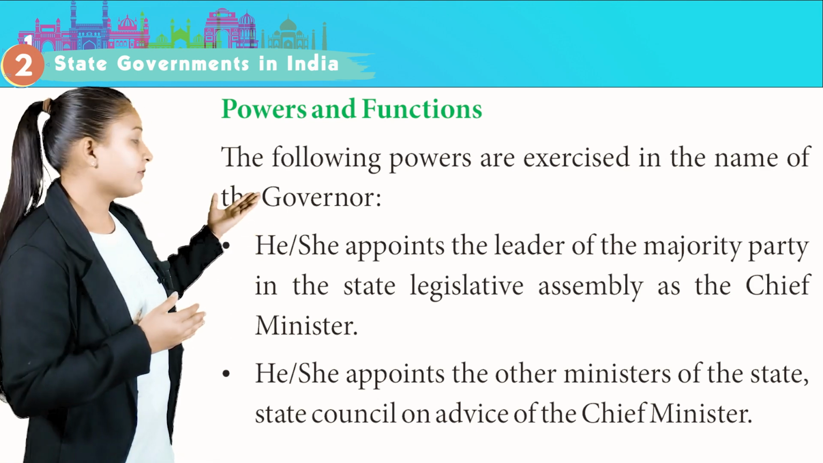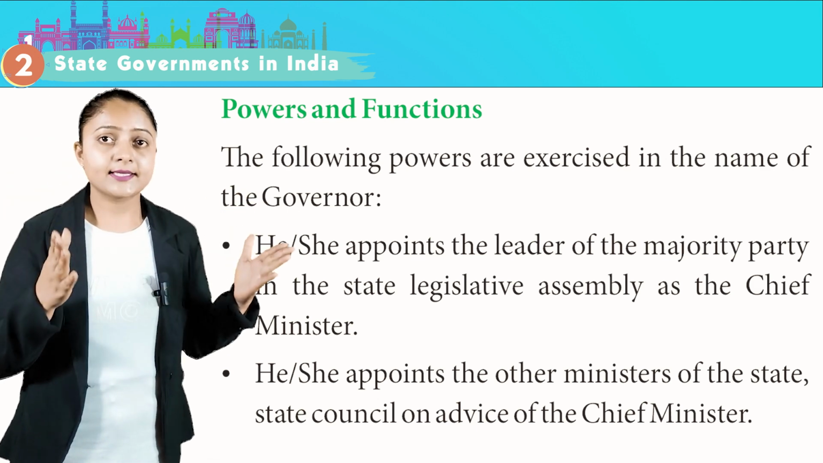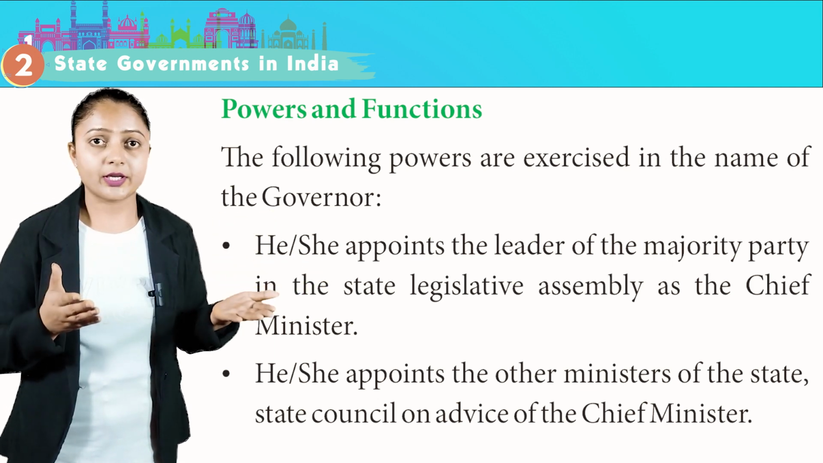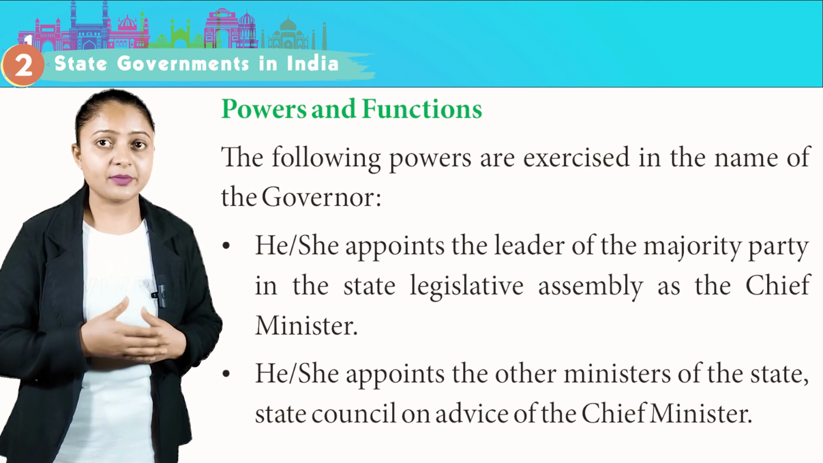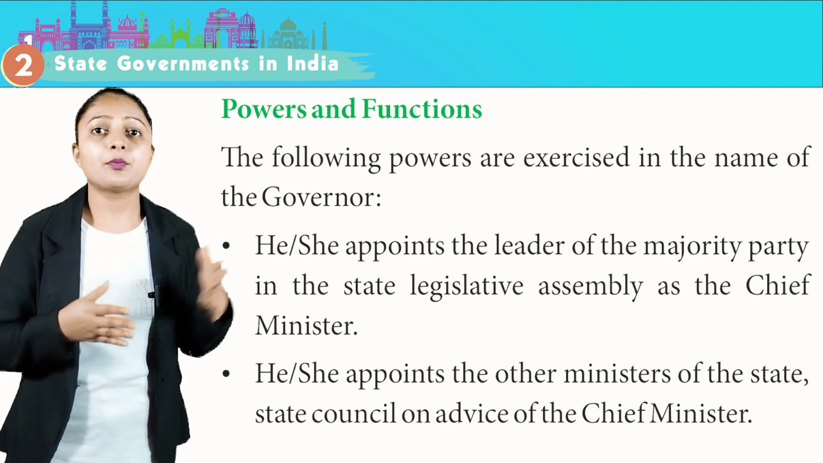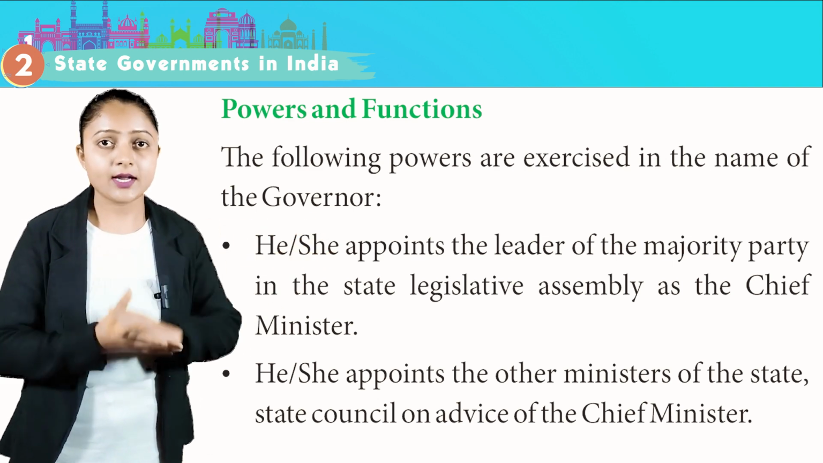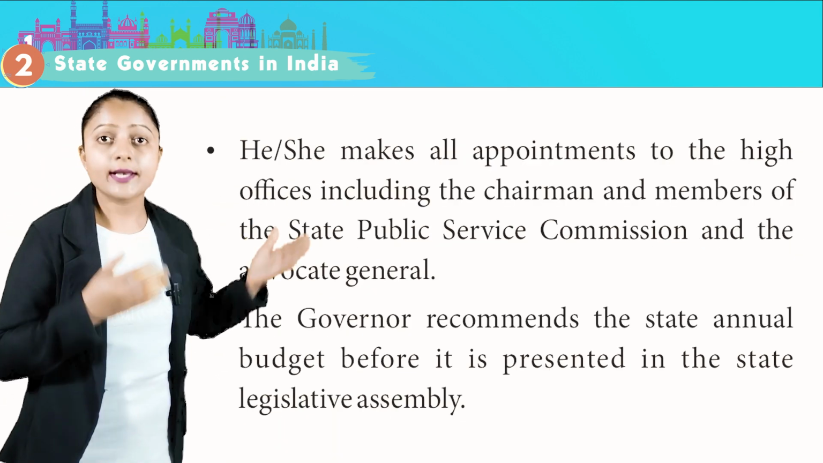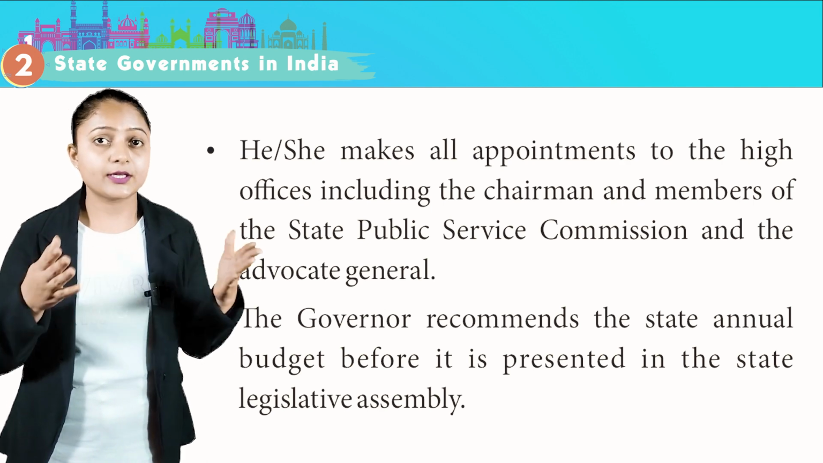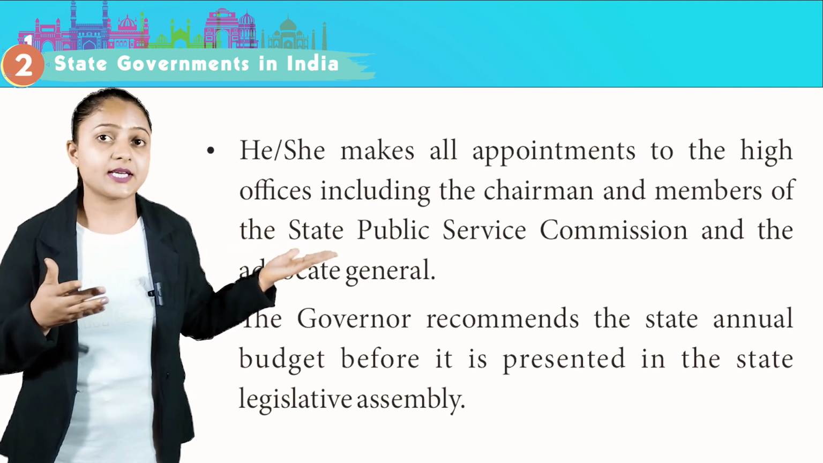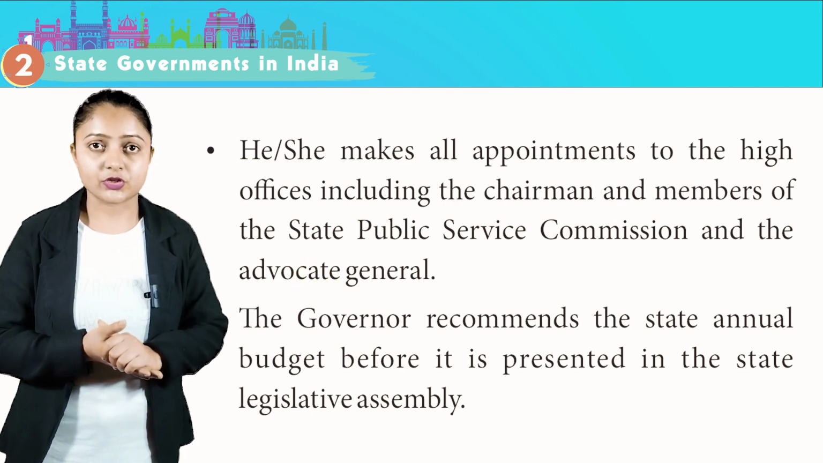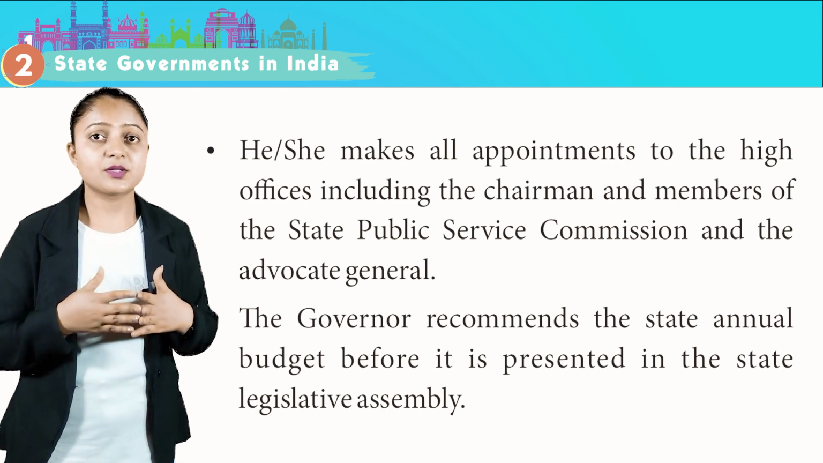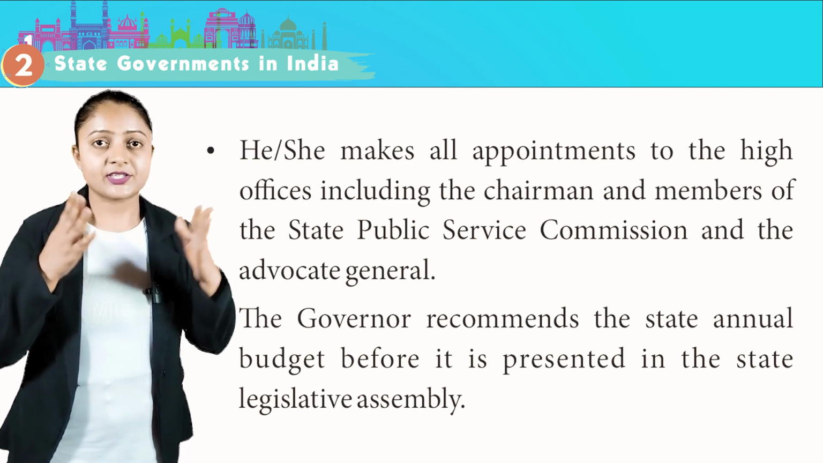Powers and functions. The following powers are exercised in the name of the governor. He or she appoints the leader of the majority party in the state legislative assembly as the chief minister. He or she appoints the other ministers of the state council on the advice of the chief minister. He or she makes all appointments to the high offices, including the chairman and members of the State Public Service Commission and the Advocate General. The governor recommends the state annual budget before it is presented in the state legislative assembly.